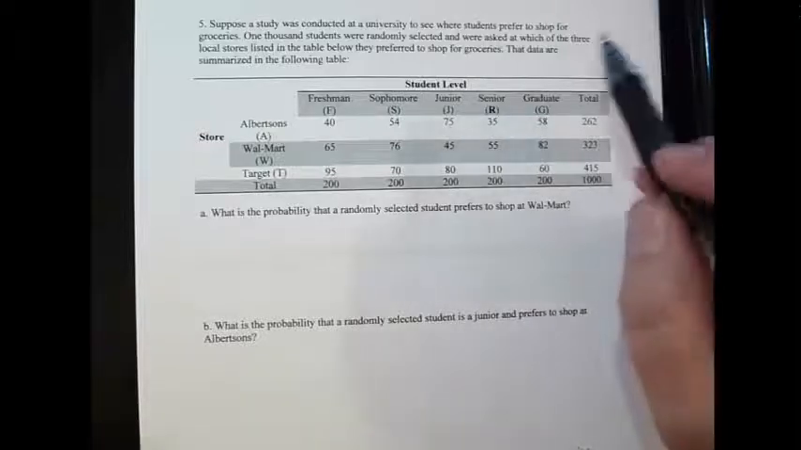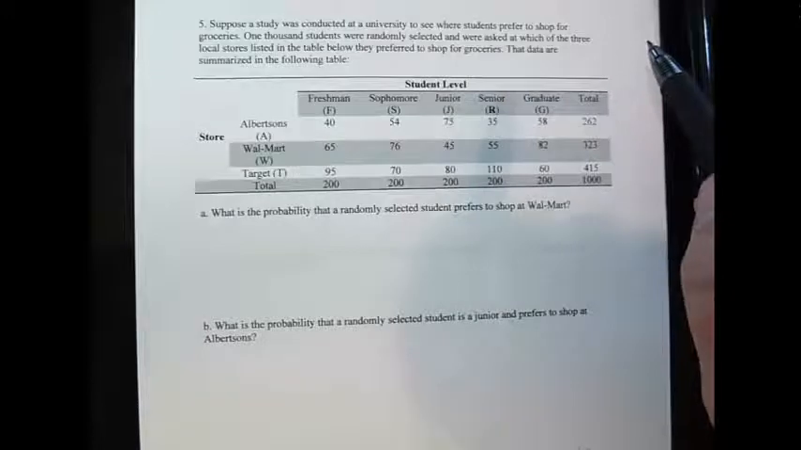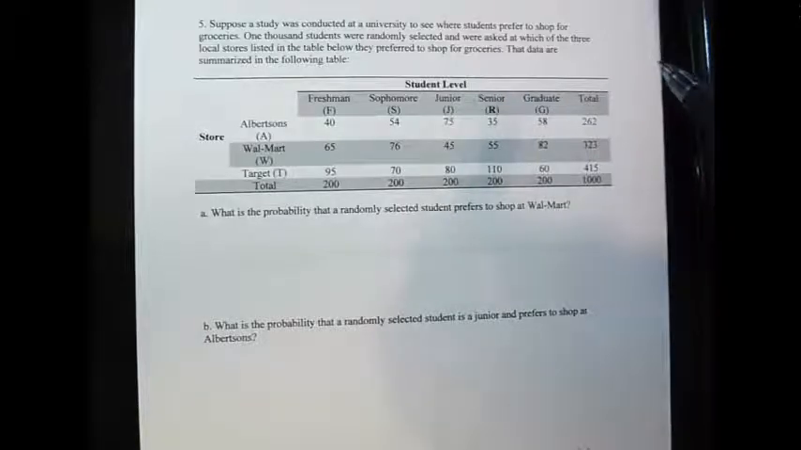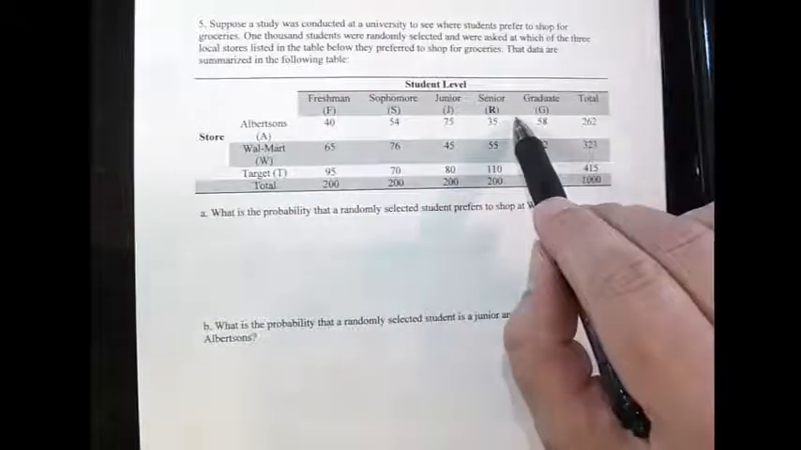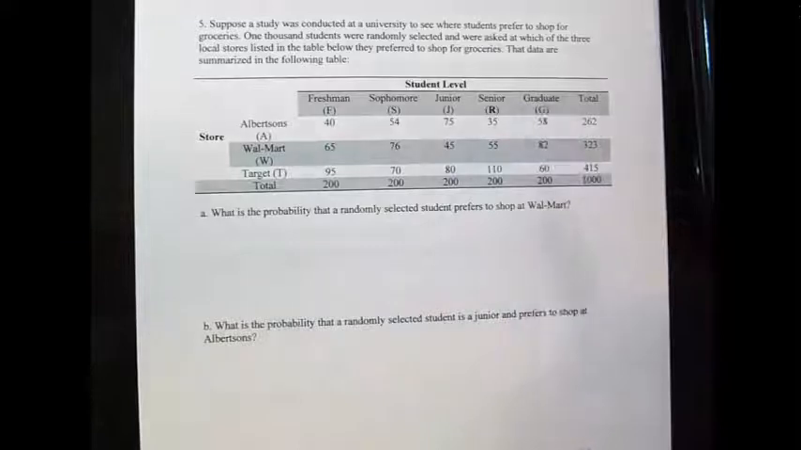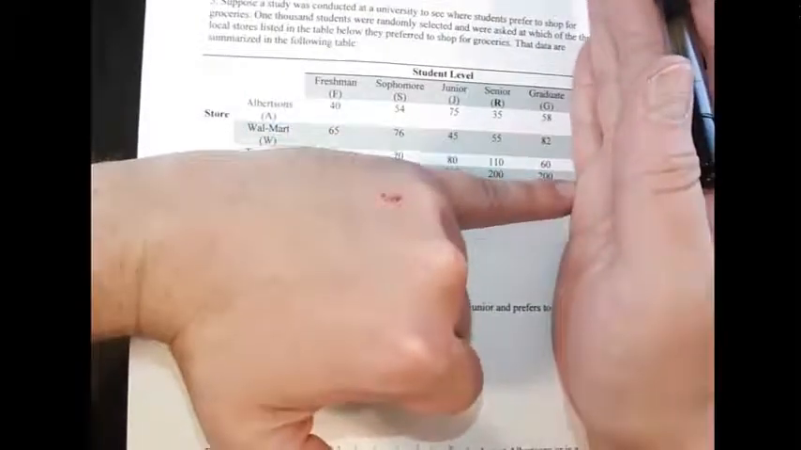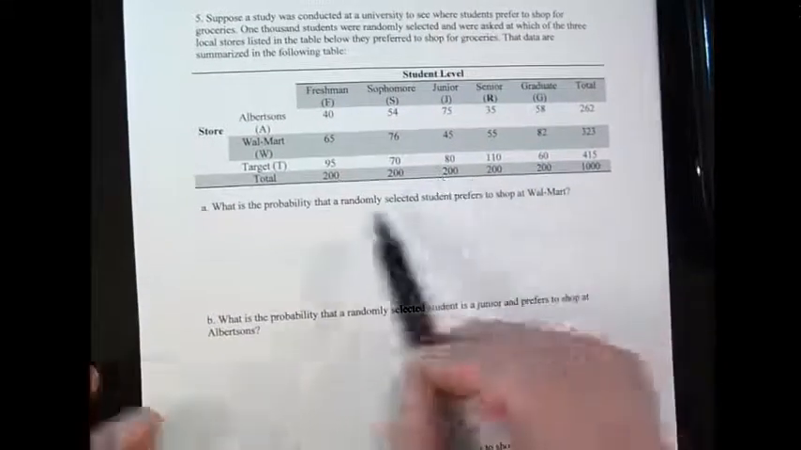Suppose a study was conducted at a university to see where students prefer to shop. For grocery stores, 1,000 students were selected. We have 3 grocery stores selected, and we have freshmen to seniors and graduate students in the study. Then from this, we can answer all kinds of questions. So just as a note, the graph initially only had this information. I summed everything, again, just to save us time.